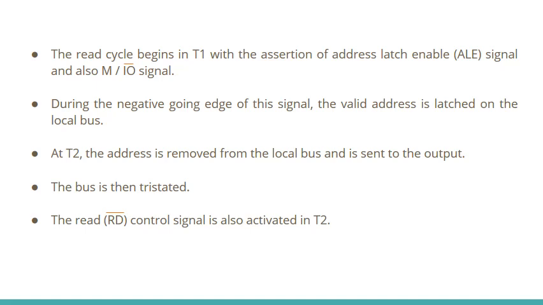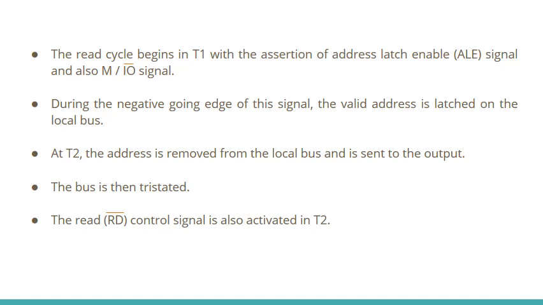This signal indicates that there is a valid address available on the address lines. During the negative edge of the address latch enable signal, the complete valid address of the location from which the data has to be read will be available on the local bus. As we know, the 8086 has a 20-bit address, so these address lines are split across the address/status lines and the address/data lines.